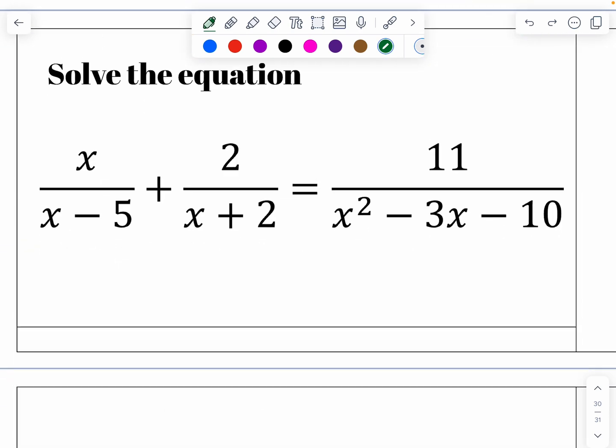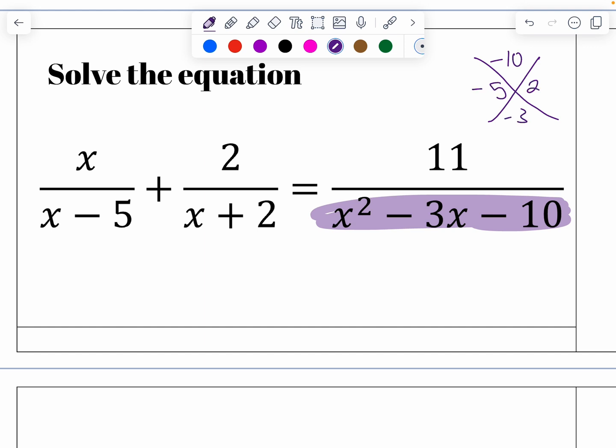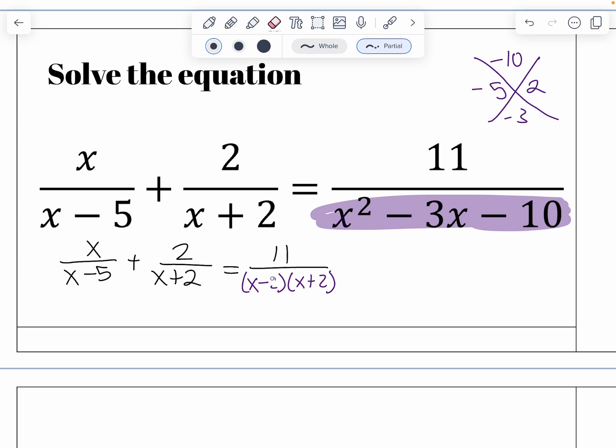Okay, so now let's talk about this other case. This other case where we have more than 2 fractions, we need that common denominator. And again, I have to find out what this guy is so I can see if I get a nice common denominator. So I'm going to do big X on this guy. I'm going to multiply to negative 10, add to negative 3: negative 5, positive 2. So I notice, ooh, I have x minus 5 over here plus 2 over x plus 2 equals 11 over, I now have the 2 pieces for my other side of my equation, which is great. Sometimes they're not as nice to you, but more often than not, they will be.